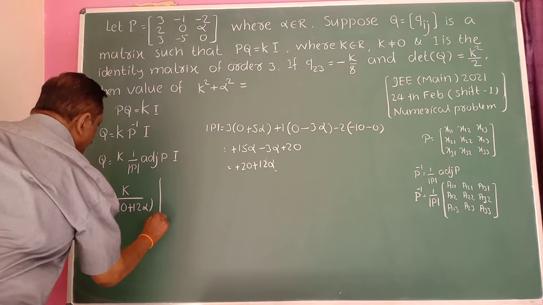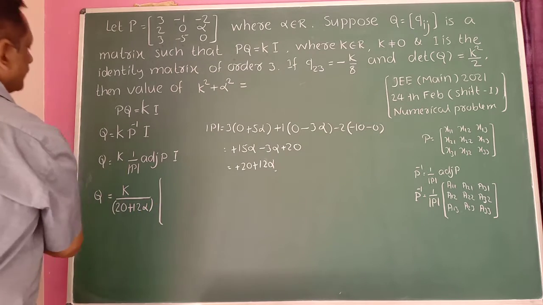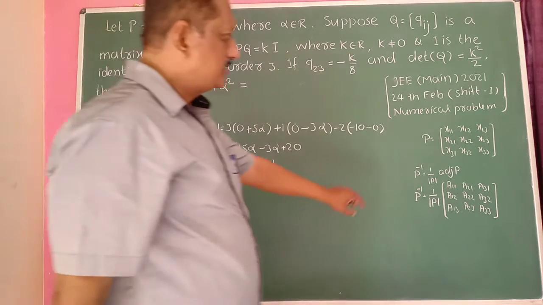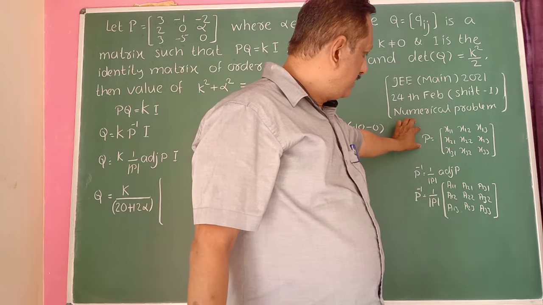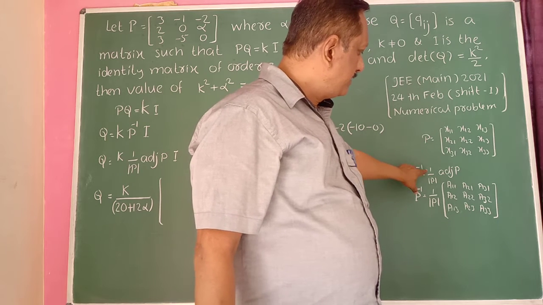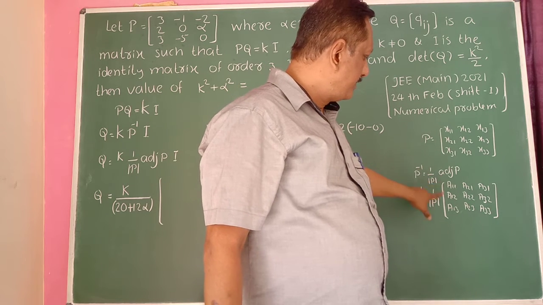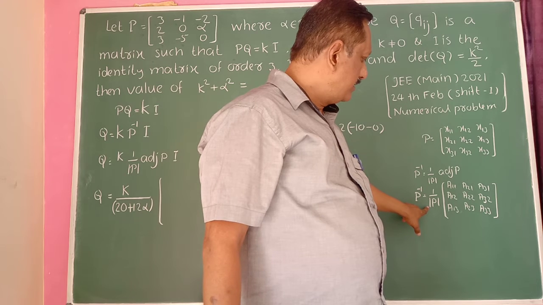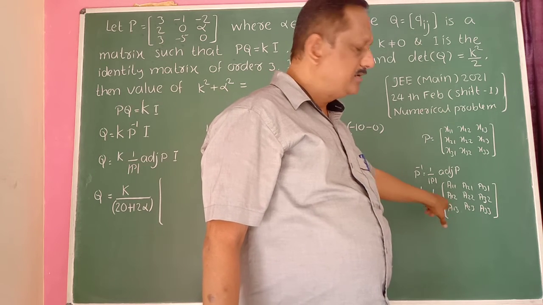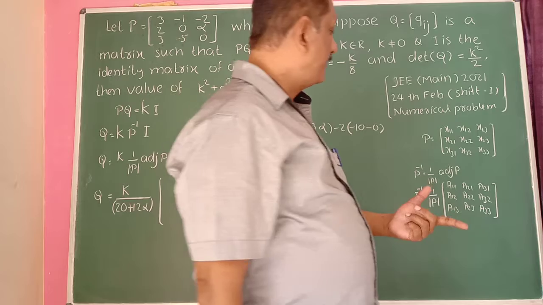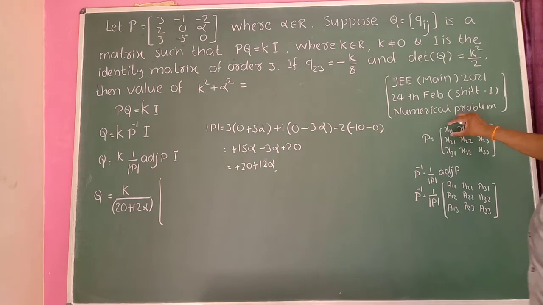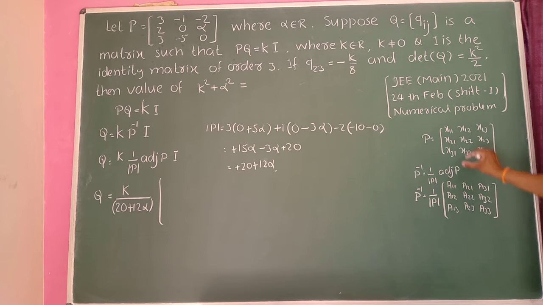Then into the adjoint of the matrix here. You know, suppose P is the matrix here. Then P inverse is 1 by determinant of P into adjoint of P. 1 upon determinant of P here. Adjoint of P is the transpose of the cofactor matrix here. So the transpose of these elements means write in the column. Then the cofactors of these elements, write in the column here.